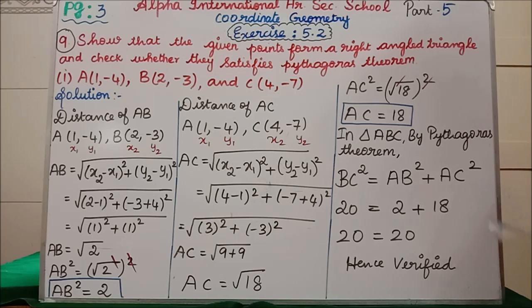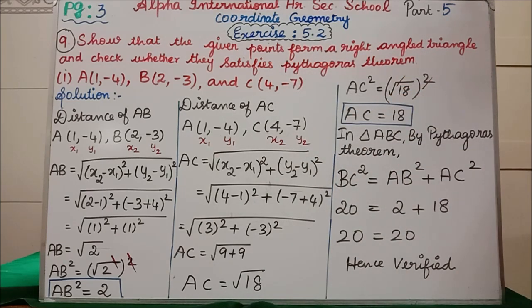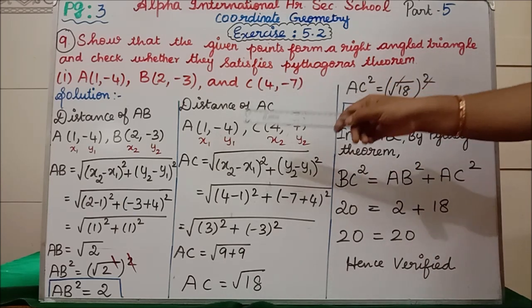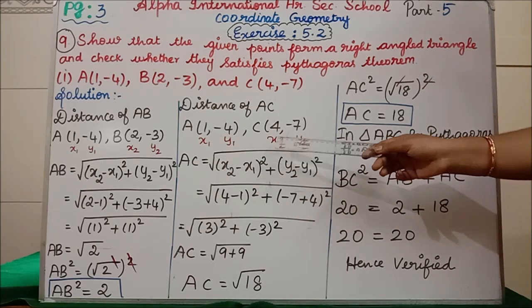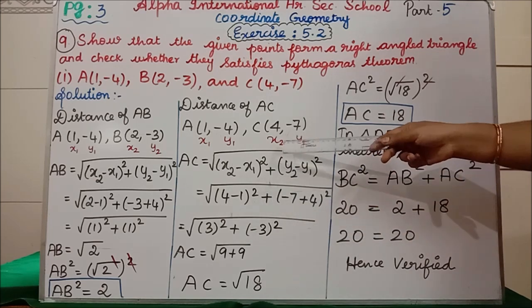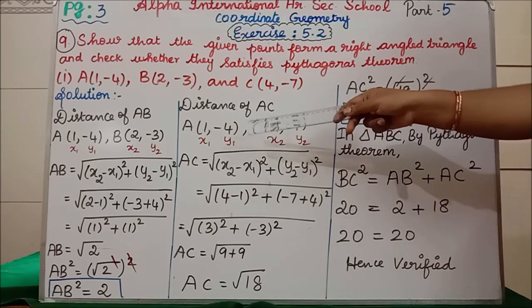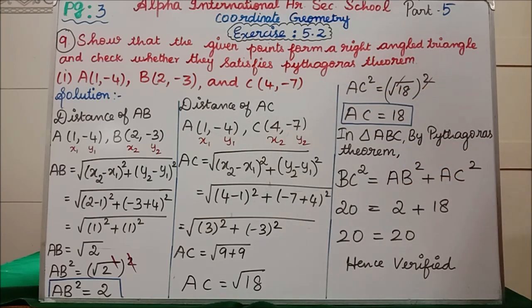Next, still one more side we need. What is that side? AC's value. So the distance of AC. A value is 1 comma minus 4. C value is 4 comma minus 7. Again we are taking x1, y1, x2, y2. We are applying the same distance formula. x2 value is 4, x1 value is minus 1, the whole square. Plus y2 value is minus 7, y1 value is minus 4 in the formula, 1 minus, so it becomes plus 4.